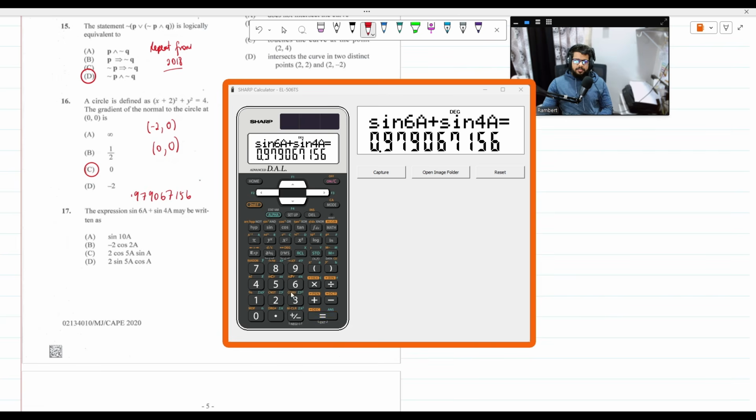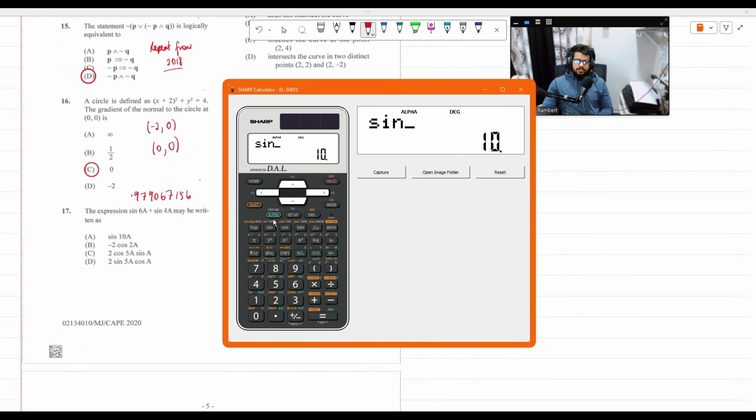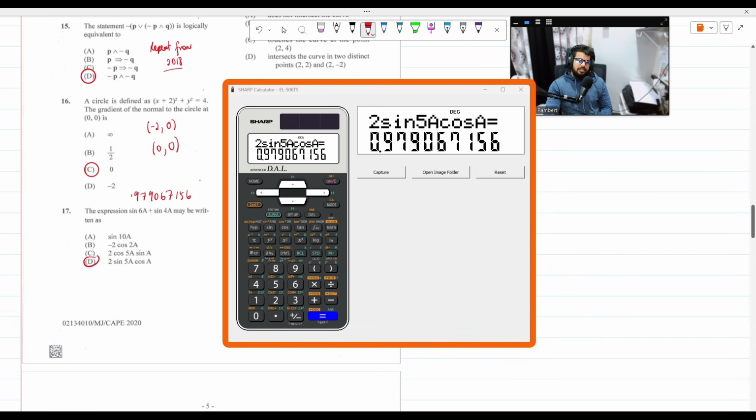0.979067156. Let me see what sine 10a is. No. What is negative 2 cos 2a? No. 2 cos 5a sine a. No. It had to be 2 sine 5a cos a. So we're just double checking. Yes, it is. So the answer is D.